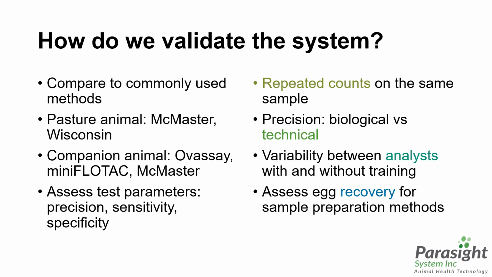We also look at different types of precision, biological and technical. Technical precision performs repeated counts on the same fecal slurry, thus removing the subsampling variable, whereas biological precision performs repeated counts on different slurries, taking into account all of the previously described subsampling variability. We have also looked at variability between analysts with and without training, as well as under time pressure, and are also currently in the process of conducting a study to assess egg recovery for different sample preparation methods.